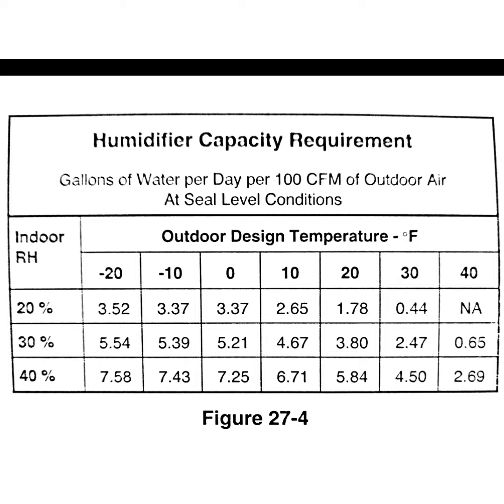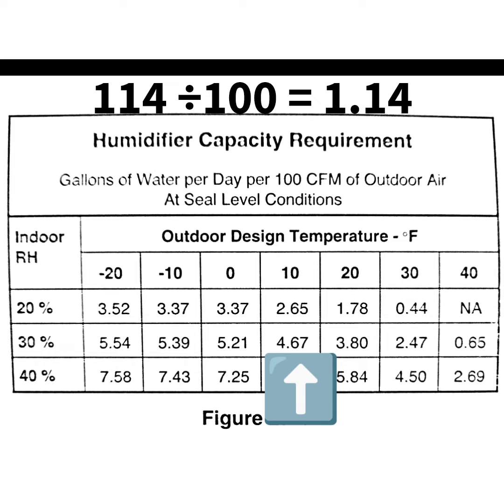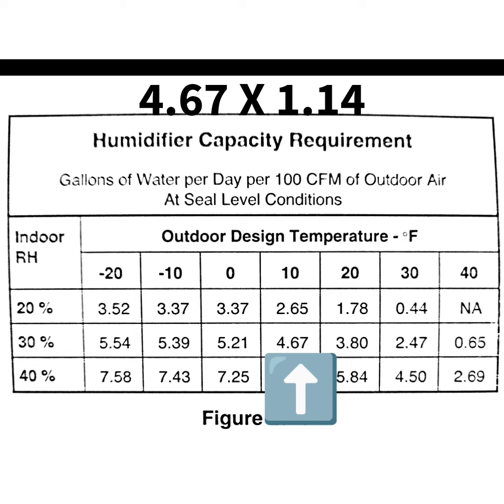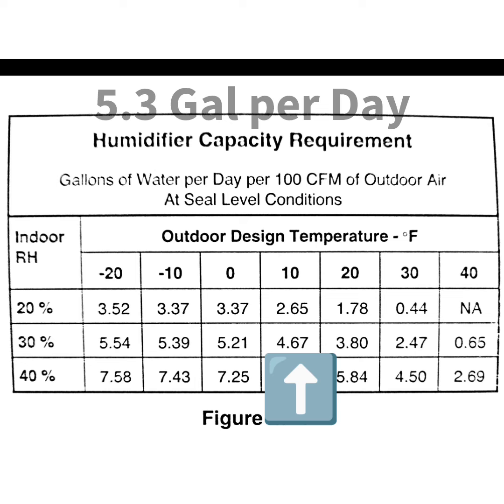Now let's go back to our chart and figure out how many gallons of water per day that we need to add to our building. So using this chart, we've arrived at 4.67 gallons per day per 100 CFM of infiltration. And we just calculated our winter infiltration rate at 114 CFMs. So we would need to multiply that 4.67 by 1.14 to find out how many gallons per day of water we need to add back into this building in wintertime to maintain 30% on a design day. This gives us 5.3 gallons of water that we need to add back into our building in order to maintain 30% humidity on a design day.